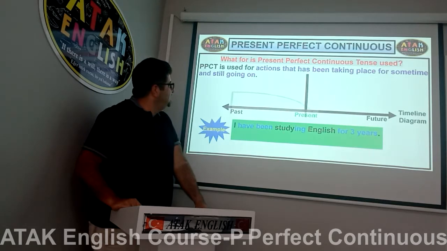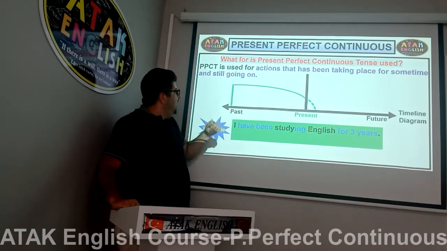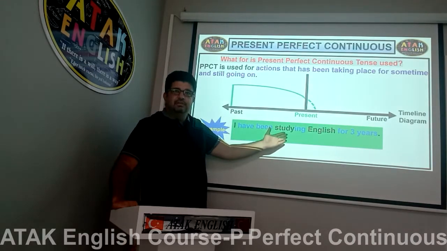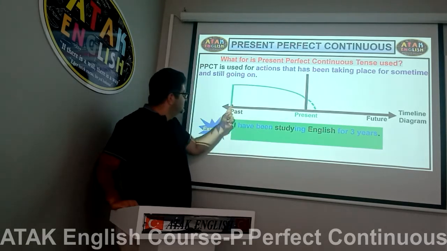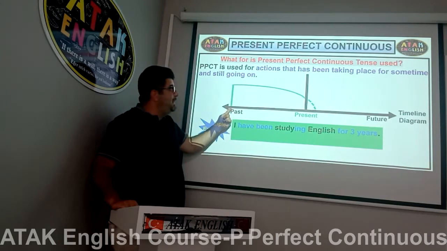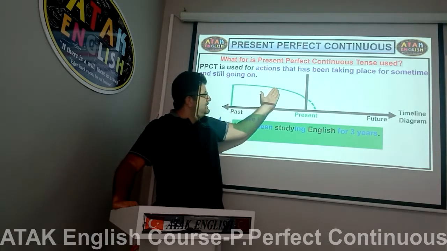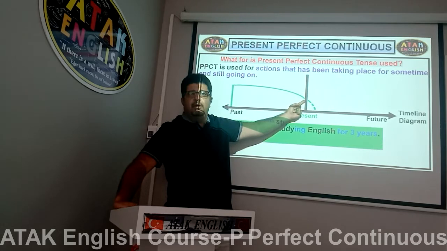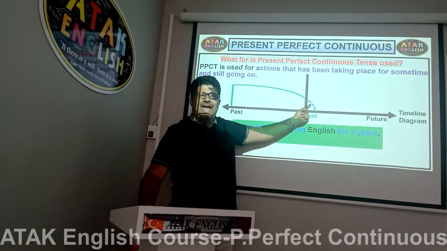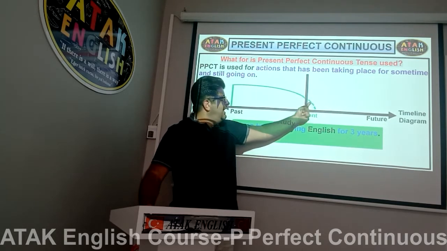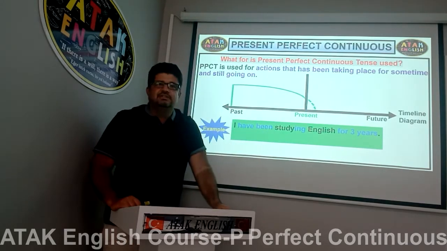Here comes our timeline. There you go. Okay. I started this action. What is the action in this sentence? Studying English. I started this action sometime in the past, and see, this action continued up until now, up till present. And right here you see a dash-type line, and this line shows us that the studying action is still going on.